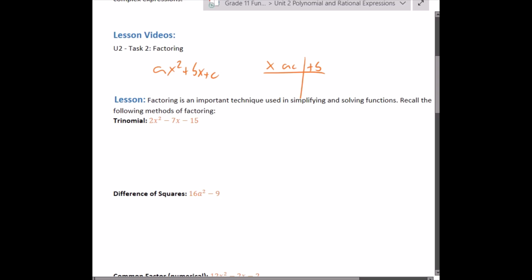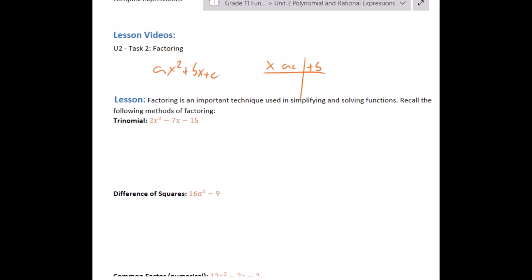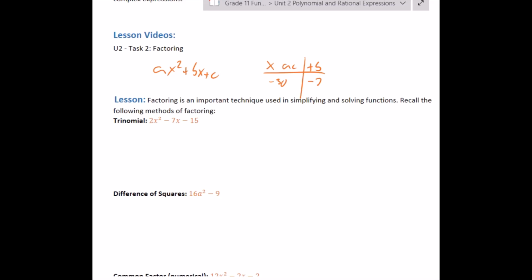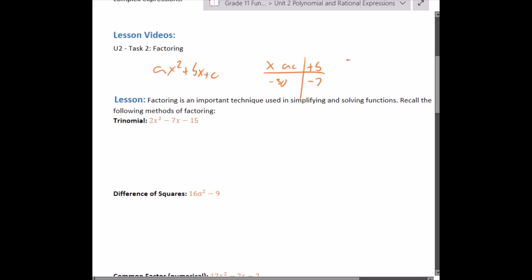So in a particular problem, a and c are 2 and negative 15, so 2 times negative 15 is negative 30, and then b is negative 7. So we need two numbers that multiply to negative 30 and also add to negative 7. Those two numbers would be negative 10 and 3. Now those two numbers allow us to take the negative 7 and split it into the two values to add to it, so negative 10 and 3. And this would then give us the following line.